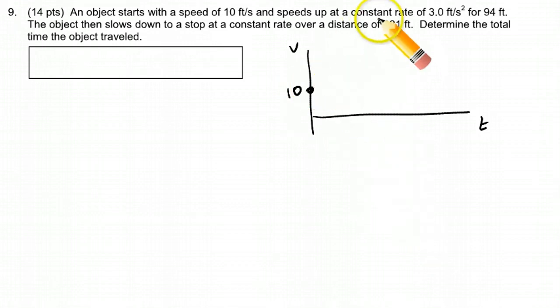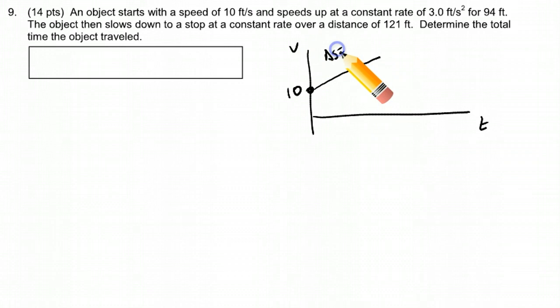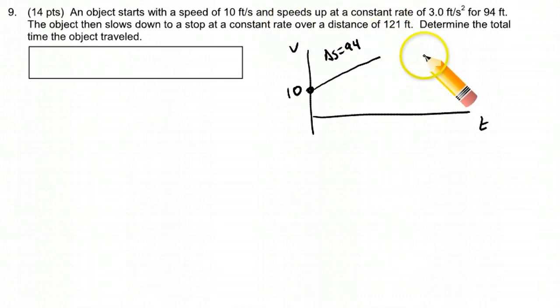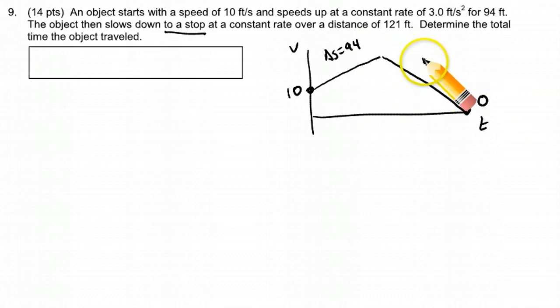Okay, we go constant acceleration, so velocity is getting faster. We don't know that velocity, but we do know the delta S here. Okay, object then slows down at a constant rate, so we know the velocity curve is going to be a straight line slowing down, so it's going to be a negative slope, and we know its distance, and it slows down to a stop. So the final velocity is going to be 0. So we know that one, and we know that delta S is 121.